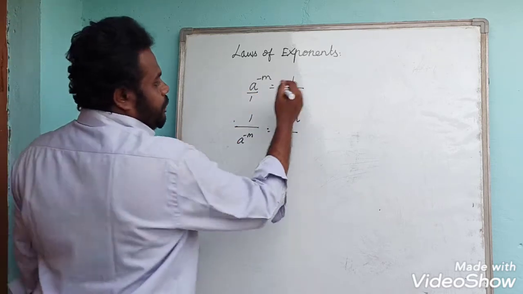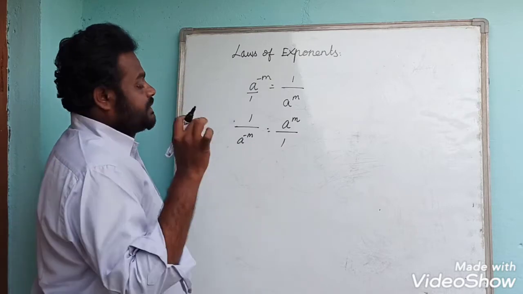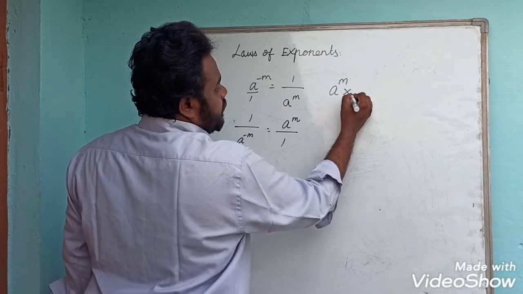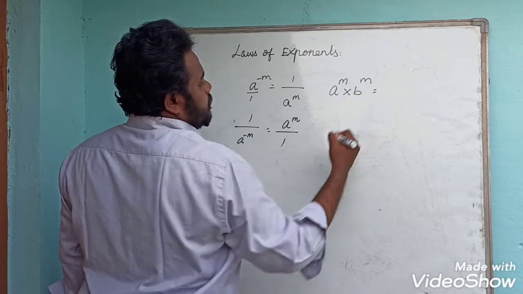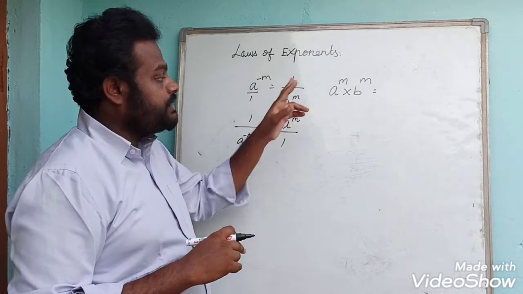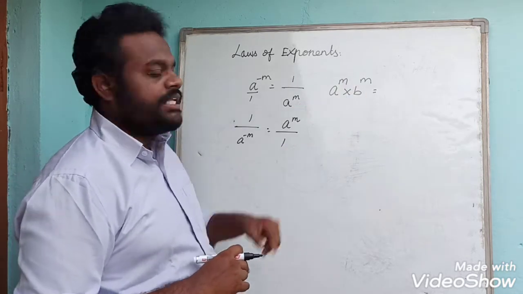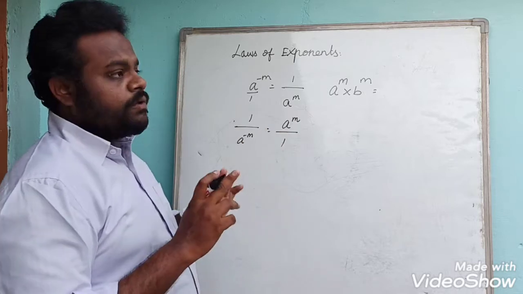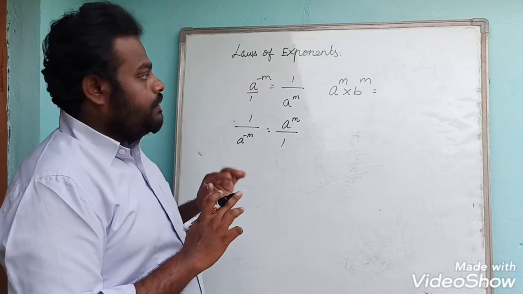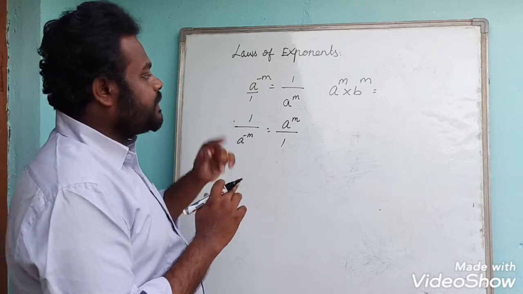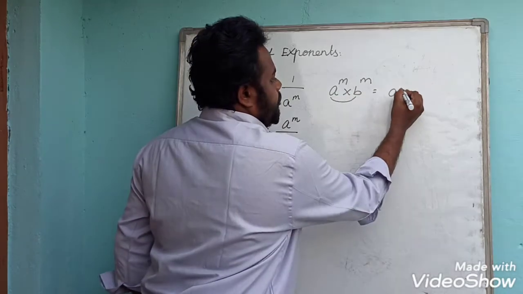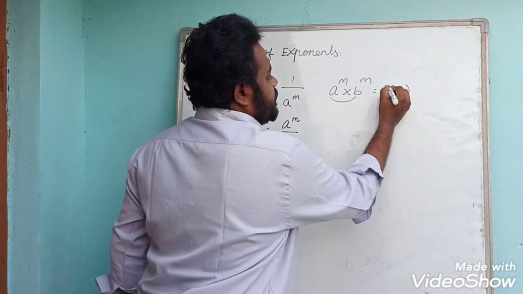So next we move on to different base with the same power. A power m into b power m. In the previous question, base are same but powers different. Here powers are same but base different. When base are same we add the power. Here base different but powers are same, so we have to multiply these two, a into b, ab. We take the power as common.